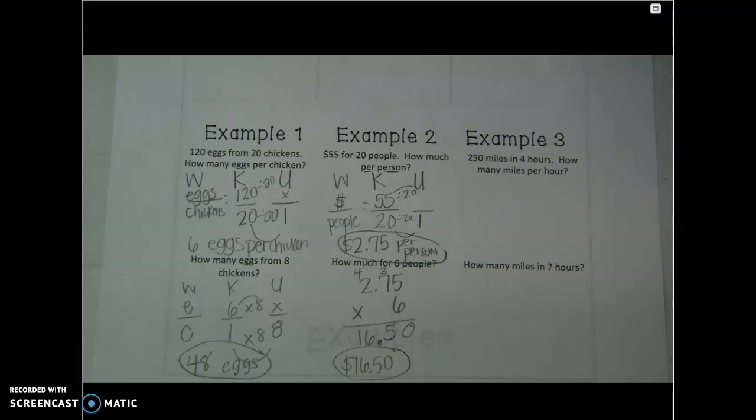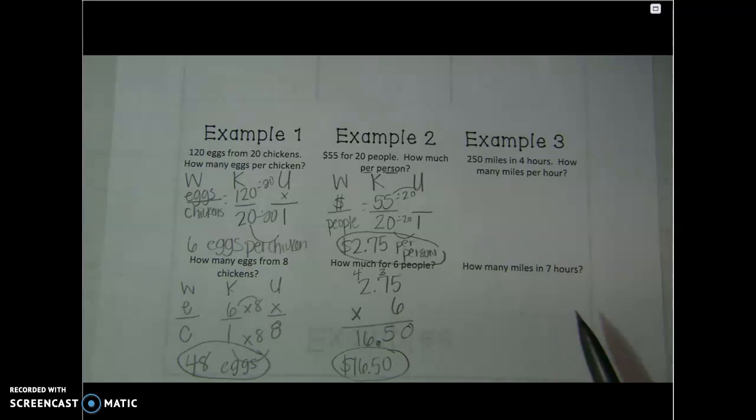So on every one of these, all you're going to do is find the cost per one. Once you find that unit cost per person or per item, whatever it is, then you multiply by whatever it's asking.